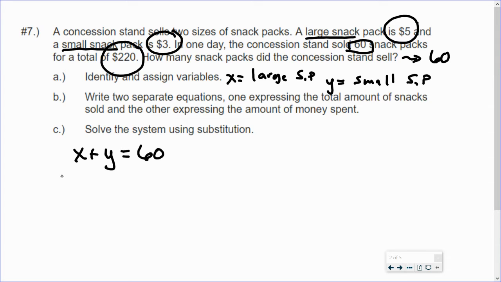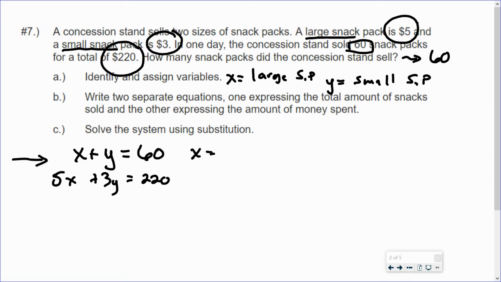Okay, a large snack pack has a value of $5. A small has a cost of $3. And my profit was $220. All right, so there I go. I have my two equations, and now I'm going to solve these. I'm going to choose the top equation here. The reason is because there are no coefficients in front of the x and the y to make it more challenging. I'm going to solve for x just because that's what I want to do today.